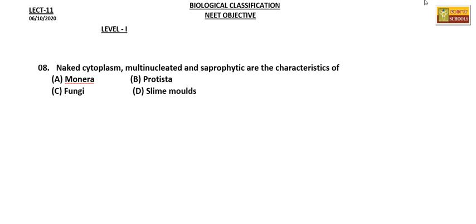Next question, naked cytoplasm, multinucleated and saprophytic are characteristics of. In case of Monera, the cell wall is present. When the cell wall is absent, we use the term naked cytoplasm. So in case of Monera, the cell wall is present except in mycoplasmas.